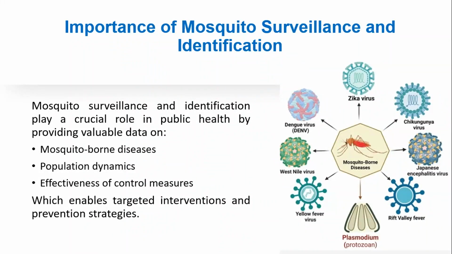So gathering critical information about disease vectors as well as early identification and monitoring are crucial for the implementation of timely control measures. Surveillance and identification allows us to assess whether there are mosquito-borne diseases in the area, their population size and dynamics, as well as the effectiveness of the control measures that were implemented, which enables us to create more targeted interventions as well as implement prevention strategies.